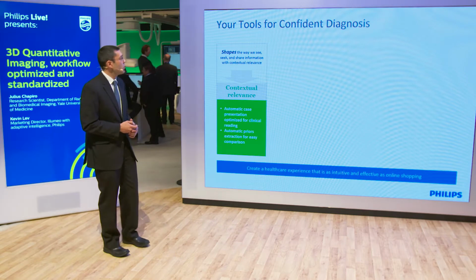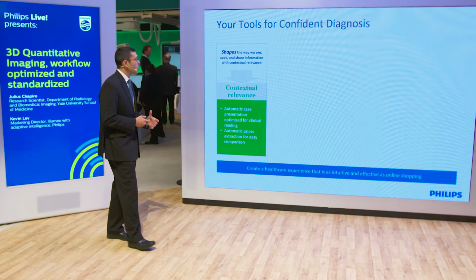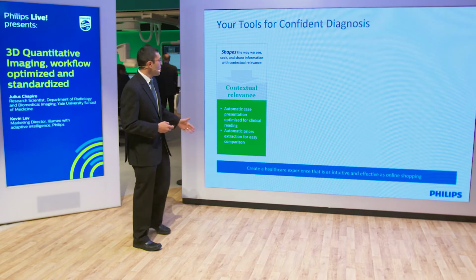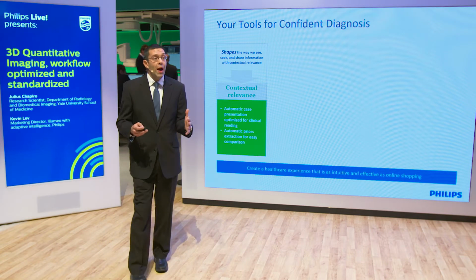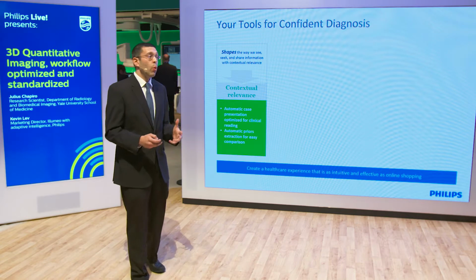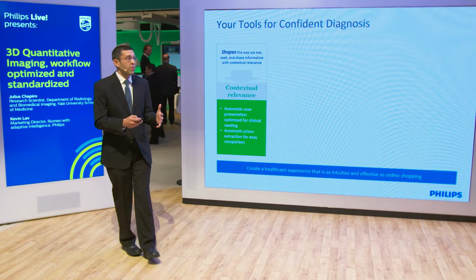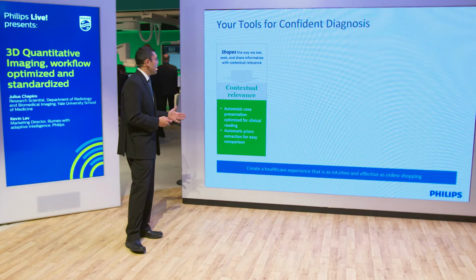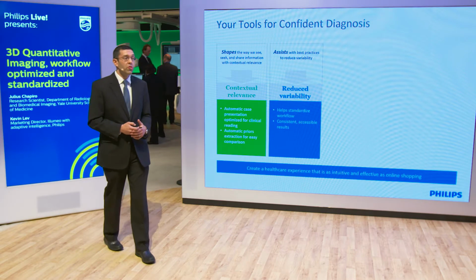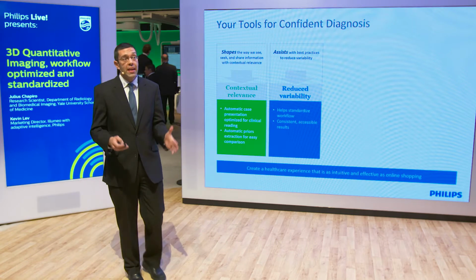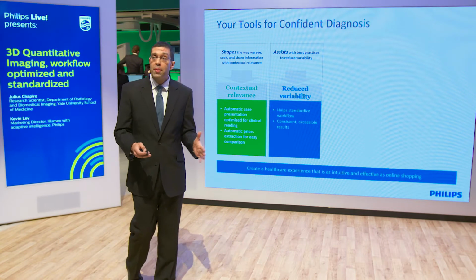So how can we do this, and what are the tools that we have for more confident diagnosis? Number one is we can use contextual relevance. You can have a lot of data, but unless you know how to manage it and where to put it, and what those numbers will mean in the context of the patient care and where they are, it'll be of less importance to you. And the second thing is that we'd like to reduce variability by bringing in standard, easy tools to help manage that.